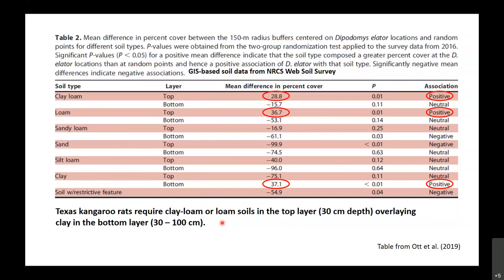the inference there, or what we conclude from that, is that they require this clay loam or loam soil in the top layer, and particularly when it's overlaying a layer of clay deeper down.